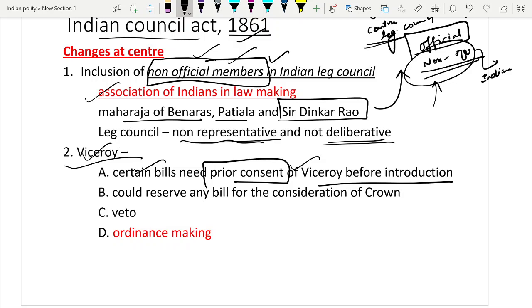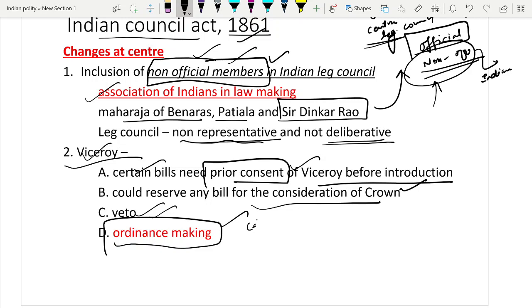The second thing was that the viceroy can keep any bill for the consideration of the crown. That was the kind of veto power which was with the viceroy. He had all the veto powers, meaning he can ignore the advice of his legislative council and can bypass all their discussions. And the most important thing here was that the ordinance making power was also with this viceroy. That is, in case of any emergency, he can bypass the legislative council and can bring a law for a period of 6 months at a time. So this was the ordinance.